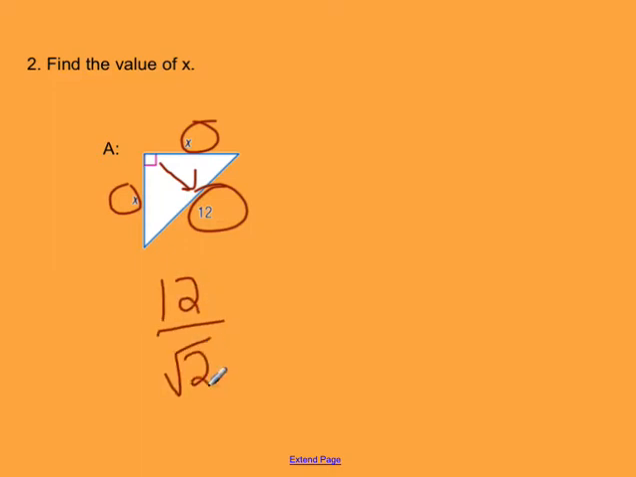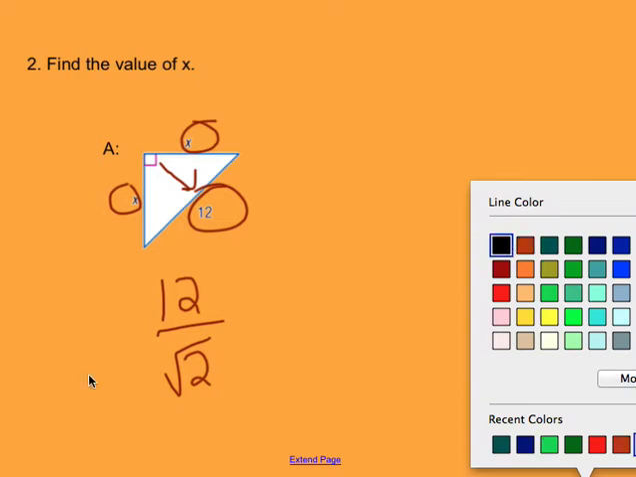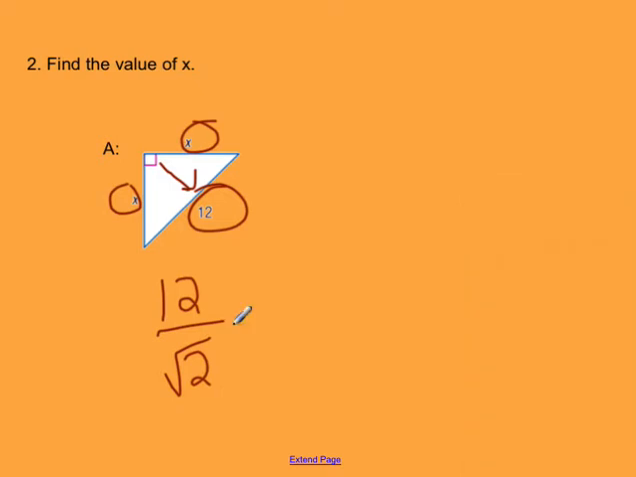Now, looking at this, if you wrote this on your quiz, I would cry. And here's why. You do not want to have radicals on the bottom. We don't want to do that. So you did this thing last year called rationalize the denominator. So to get rid of that square root of 2 on the bottom, I'm going to multiply by the square root of 2, which means I need to multiply by the square root of 2 on the top.